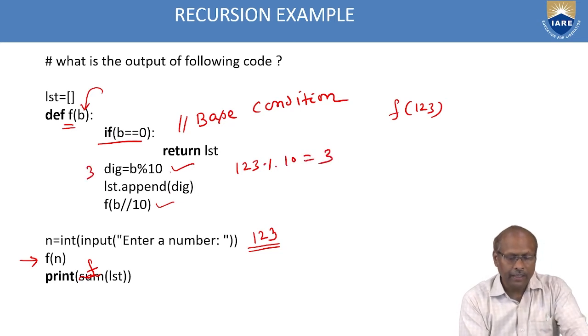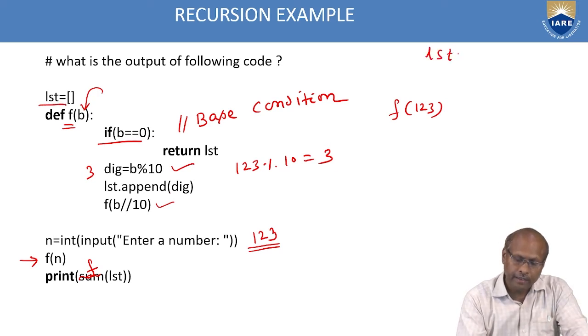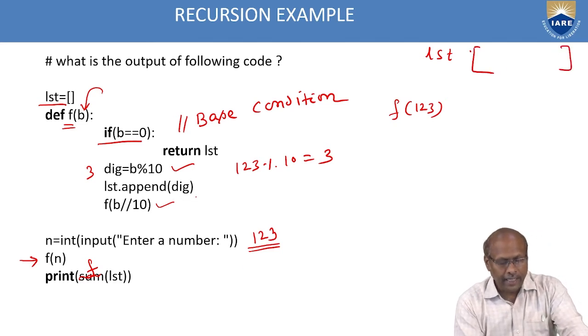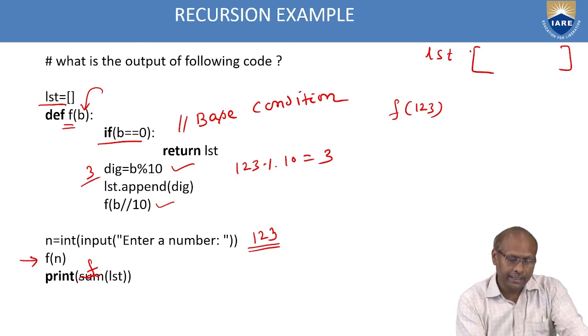So lst.append. Initially lst is what? It is an empty list. Now here you are appending, lst.append. So what is the digit? 3. So 3 is appended here.